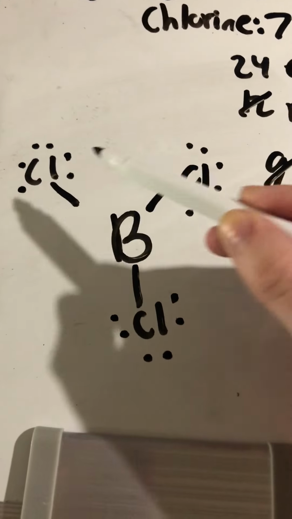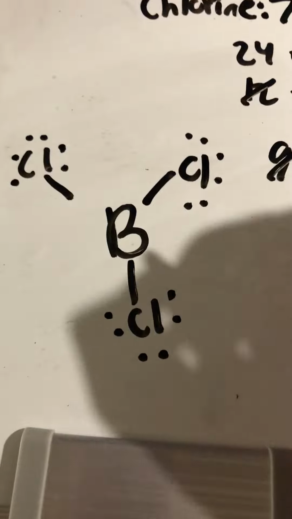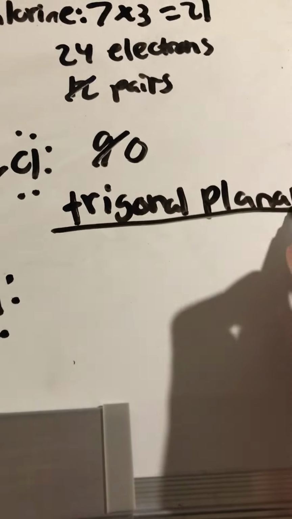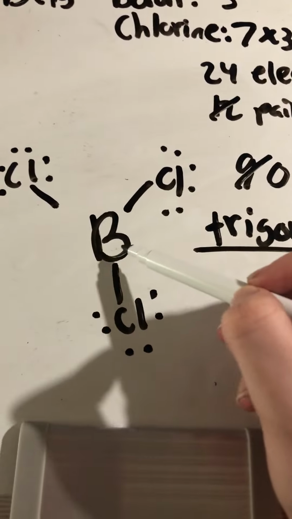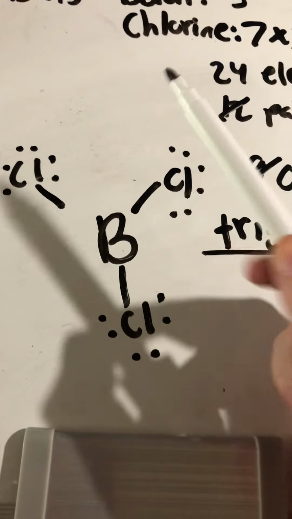So we see there are 3 structural electron pairs around boron. So that tells us that the electron geometry is trigonal planar. We also see that the shape is trigonal planar because there are no lone pairs on the central atom, and each electron pair is a bond.